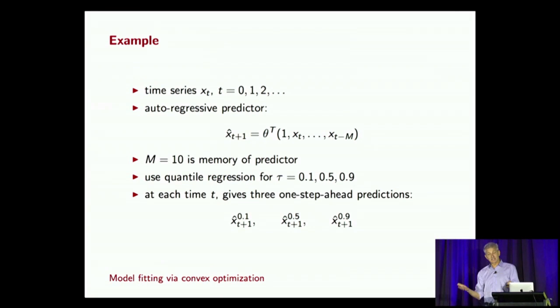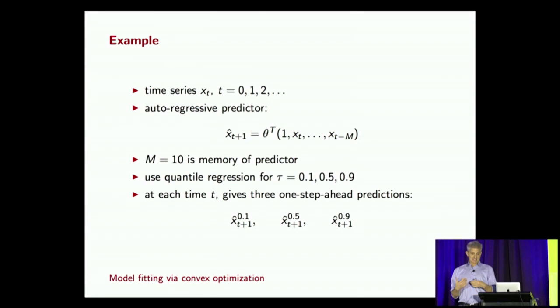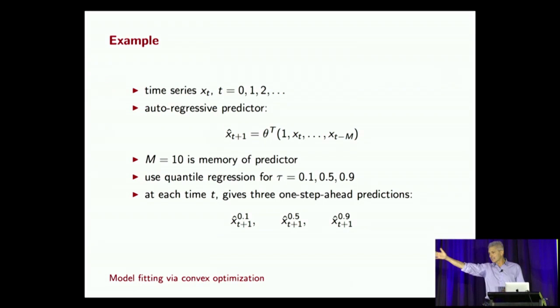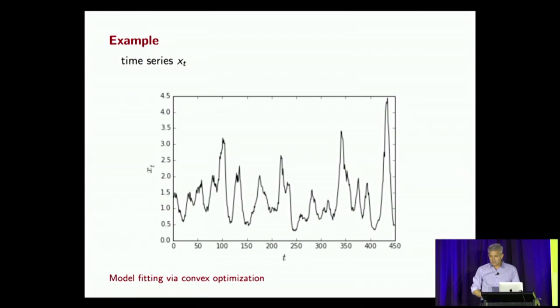Actually, in some applications, that's going to be super duper useful. Because if this one is way bigger than that one, or if these two are very close and that's really big, that's telling you something very important. It's telling you that there's some upside, there's some risk of x hat t being much bigger than you think. Okay? So here's the time series.